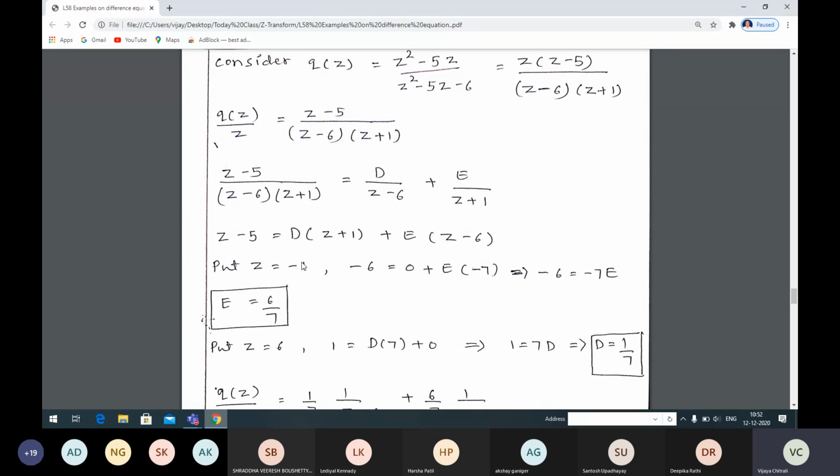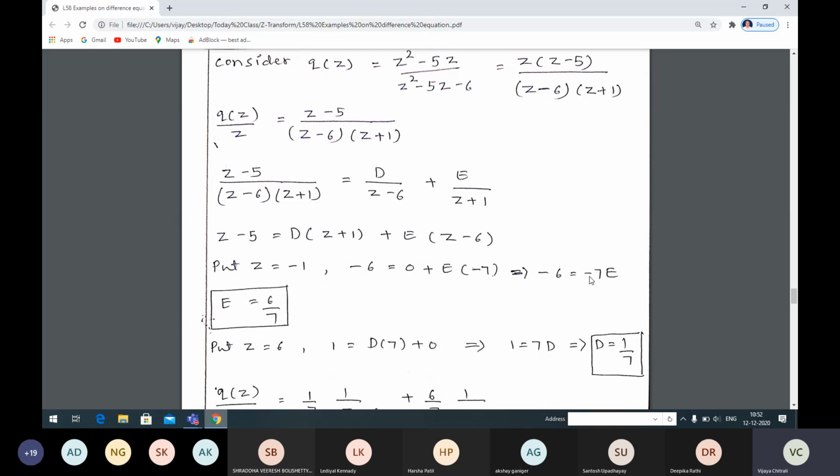Proper substitution of z, find here D and E. So put z is equal to minus 1. So this term will be 0 and we will get the value of E. So minus 1 minus 5 is minus 6. This is equal to, this is 0, E into minus 1 minus 6, which is minus 7.